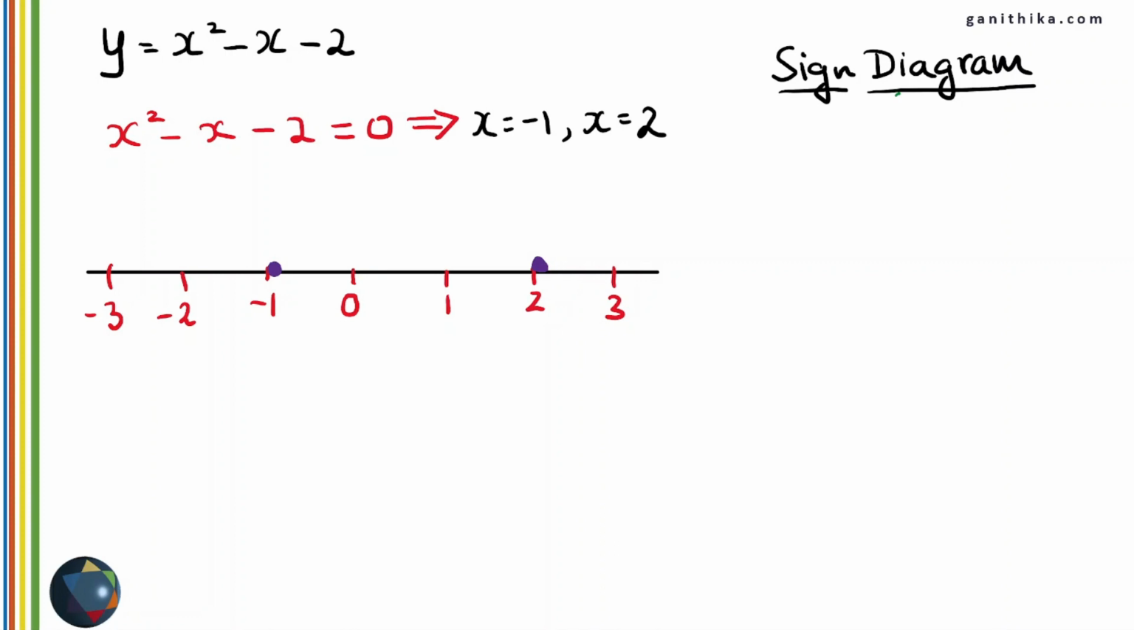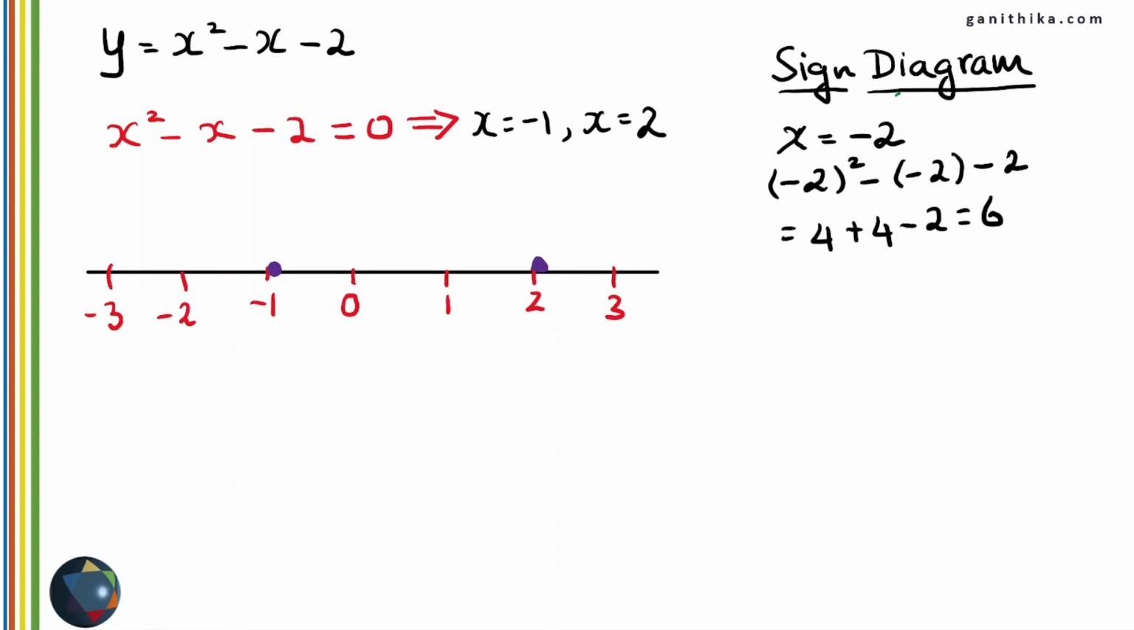For that, we are going to choose 3 numbers. The first number is something to the left of -1, the other number between -1 and 2, and the third number after 2. For the first number, let's choose -2 as x and substitute that into the equation. Substituting -2 into x² - x - 2, we get the value 6, and note the sign of this value, which is positive.